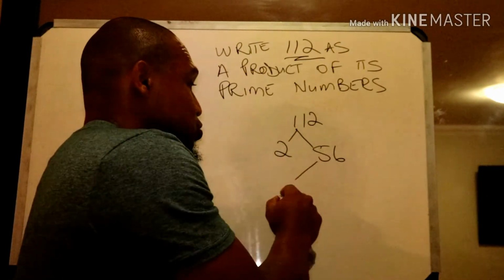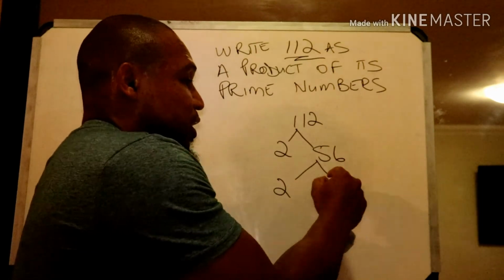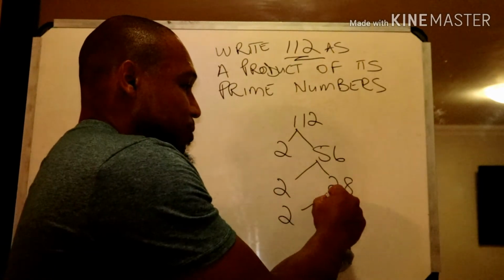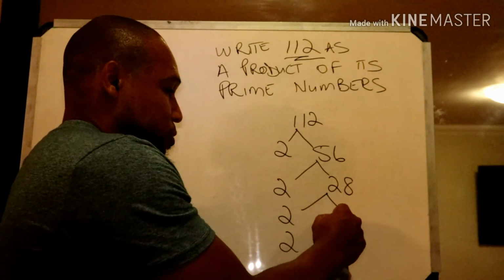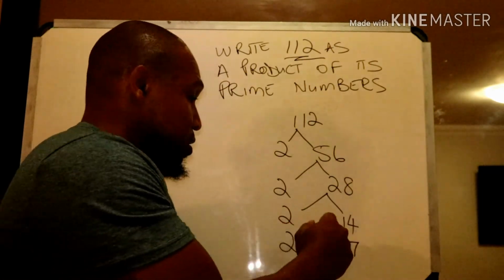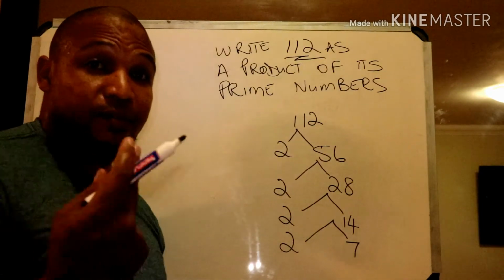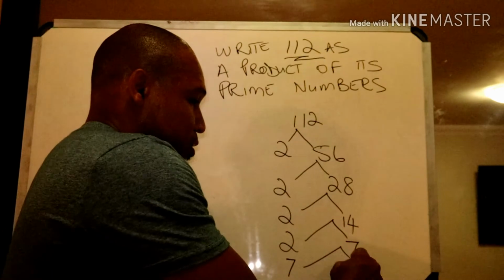56, we can still use 2. 56 divided by 2 is 28. We still use 2 because 28 divided by 2 is 14. We can still use 2. 14 divided by 2 is 7. We can't use 2, we can't use 3, we can't use 5. Now we use 7. 7 divided by 7 is 1.